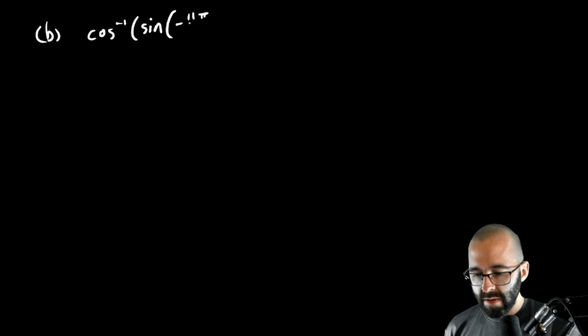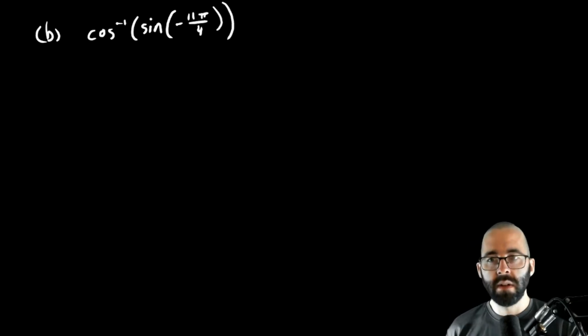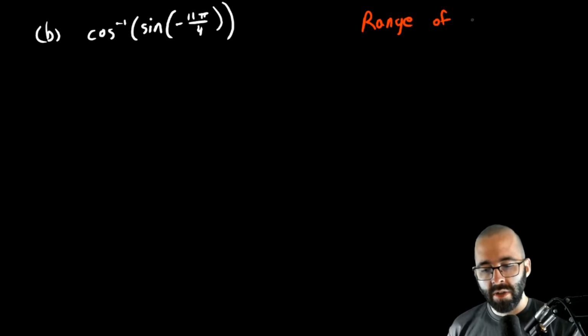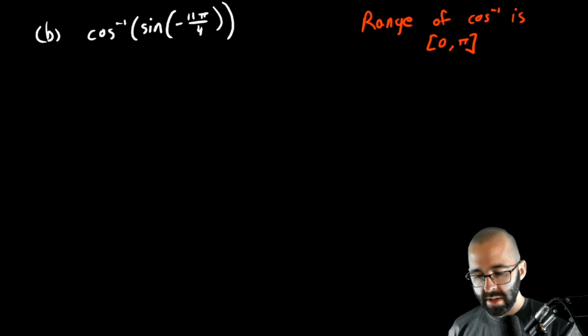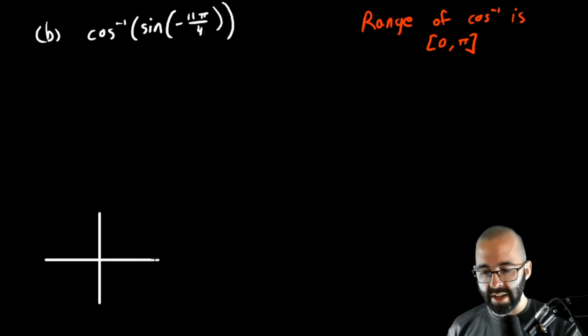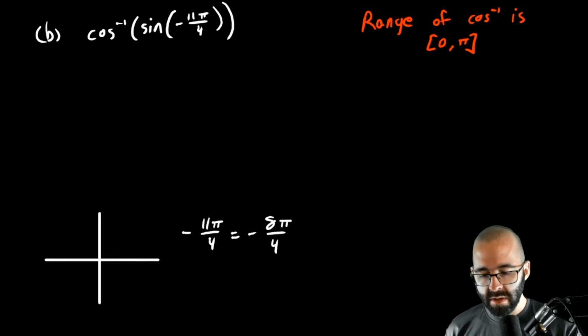So in part B, if we did another one, arc cosine of the sine of negative 11 pi over 4. And again, we're looking at, okay, what's the range of arc cosine? The range of arc cosine or inverse cosine is 0 to pi. We're going to use that. So let's go off to the side. Negative 11 pi over 4. That's negative 8 pi over 4 minus another 3 pi over 4.